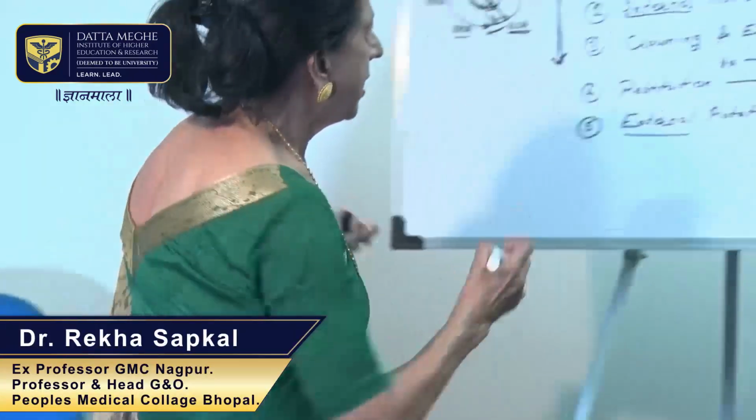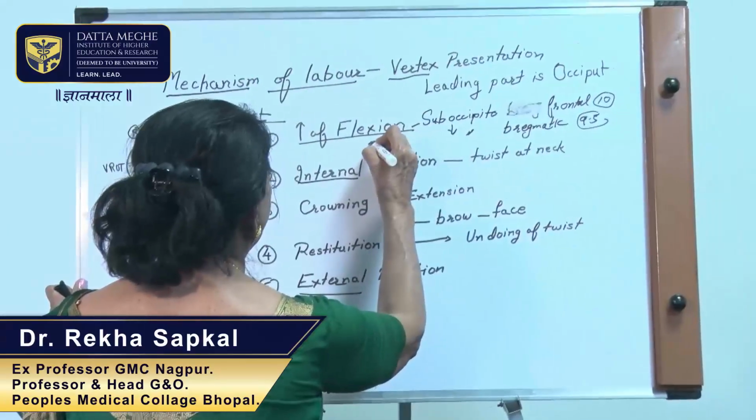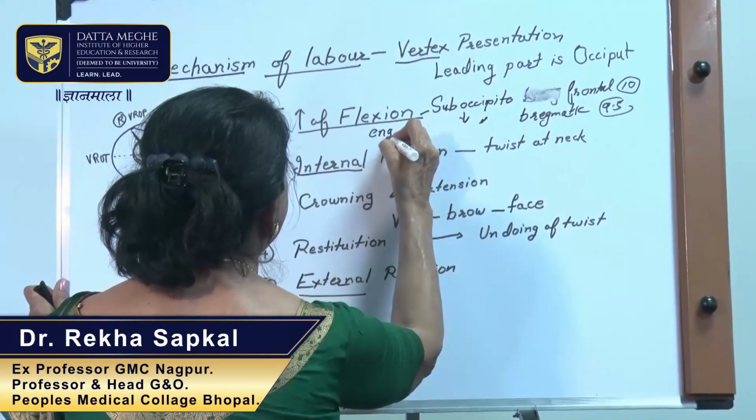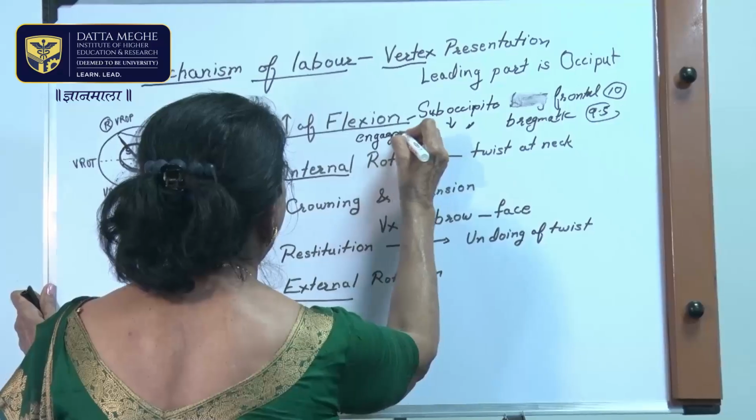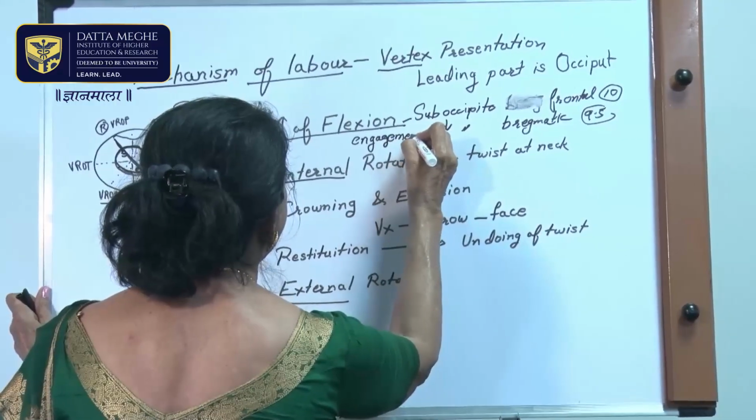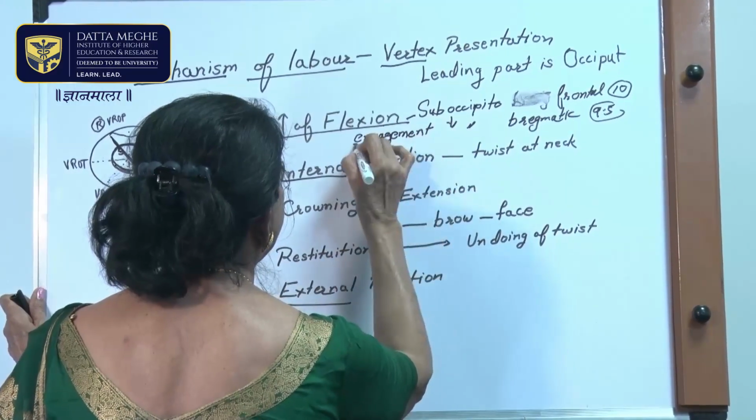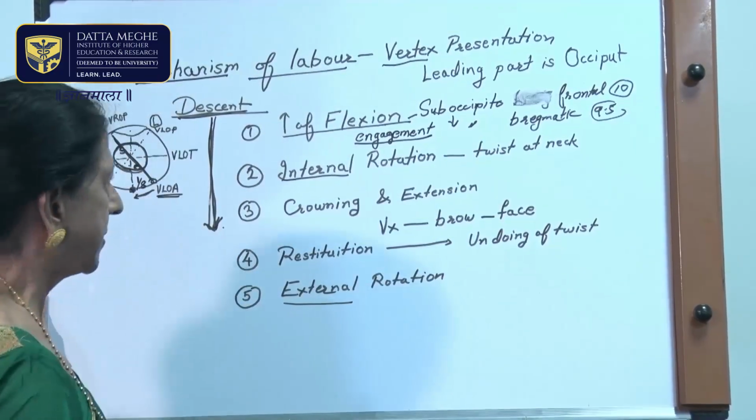What is the result? Engagement occurs here. So, with the increase of flexion there is engagement. At what level does it occur? At the pelvic brim. To what level does the head descend? Up to the zero station or ischial spines.